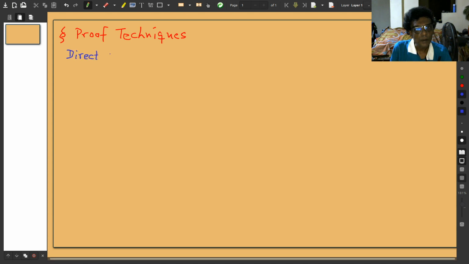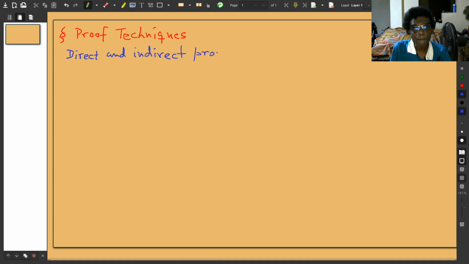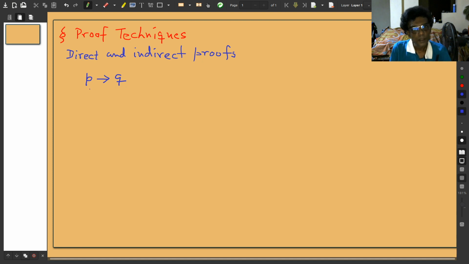direct and indirect proofs. Okay. Suppose you want to prove an assertion P implies Q. Okay. So you assume that P is valid, and along with that you can use results of axioms, definitions, other known facts, and you eventually prove Q. So this is an example of a direct proof.